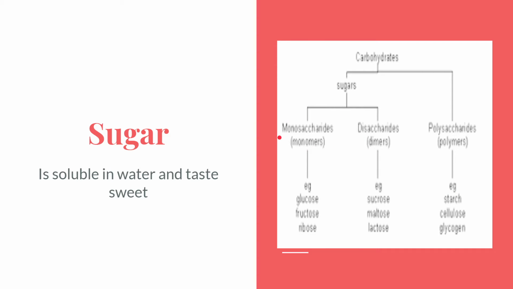Now in monosaccharides, what do we have? Monomers. Examples are glucose, fructose, and galactose. Next, in disaccharides, the examples are sucrose, maltose, and lactose.